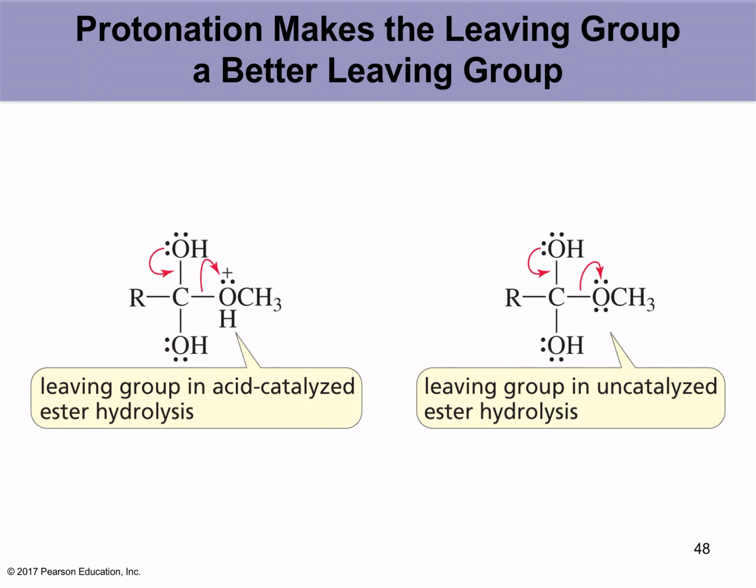Also, another thing is the protonation makes the leaving group a better leaving group because it's going to leave as a neutral molecule. So this is the leaving group in acid catalyzed ester hydrolysis. Remember, we have seen this one. This protonates, so it can leave as methanol. But if you have this molecule, the leaving group in uncatalyzed ester hydrolysis, it's going to leave as a methoxide ion, a strong base, kind of.